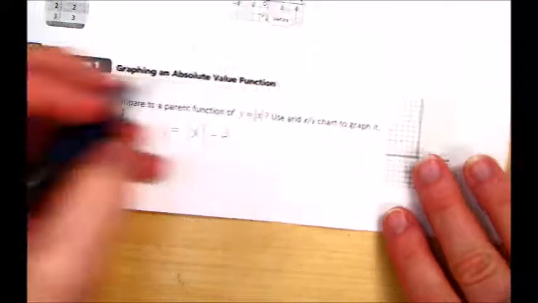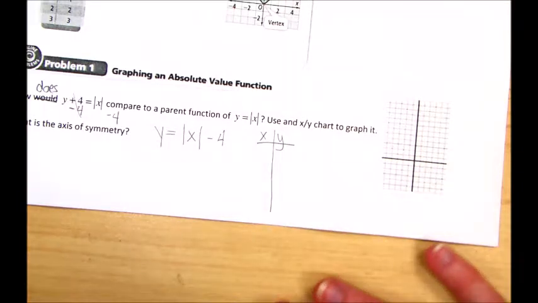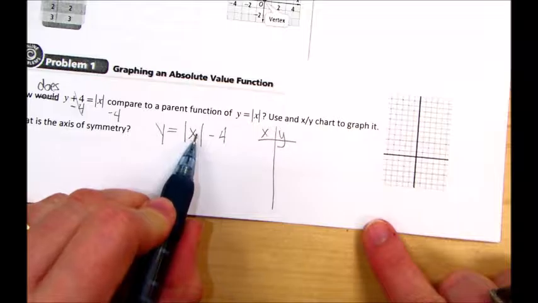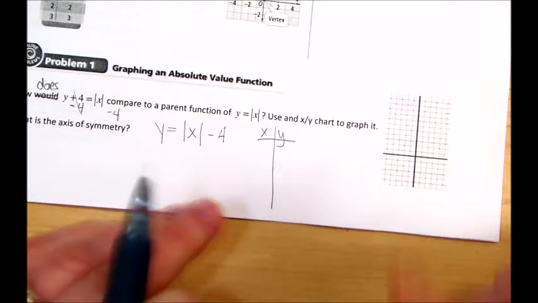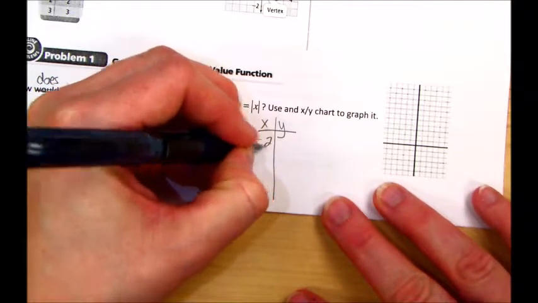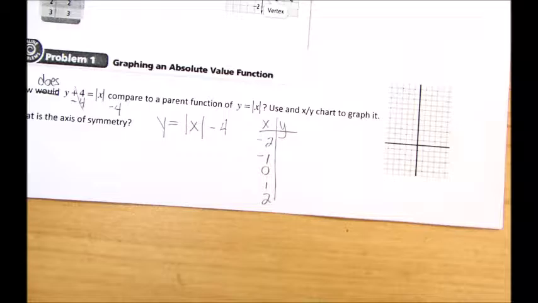To make an XY chart, we're going to just drop it down. I have not moved this left or right. Hopefully you remember that from yesterday's notes. See how there's nothing inside with x? I'm not moving it left or right, so I'm not going to change my x values. I'm just going to keep my normal x's we taught you to pick in Algebra 1 to get a pretty picture. And I'm going to plug those in.